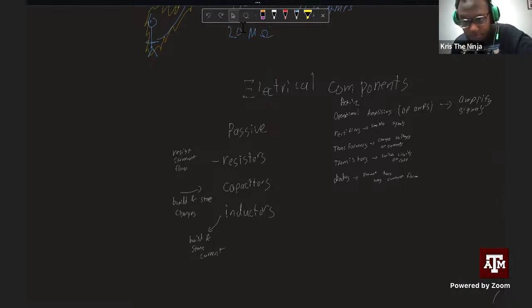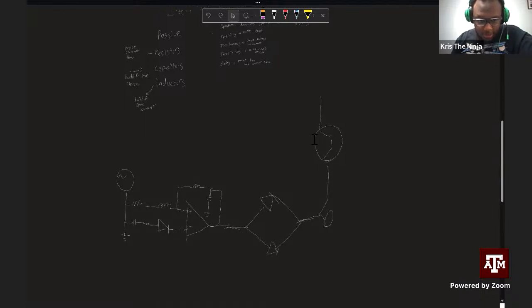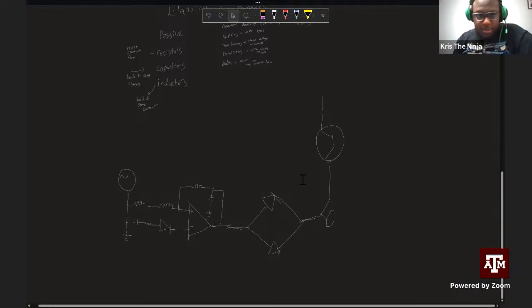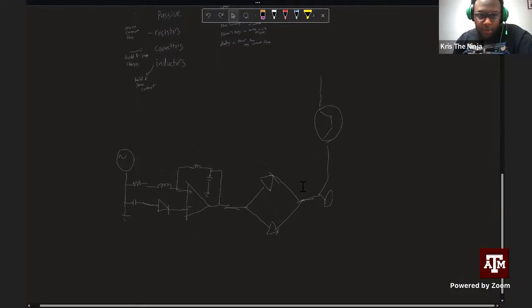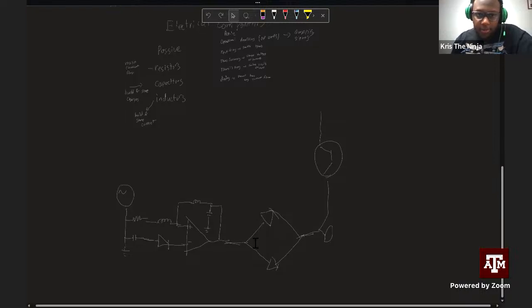Yeah, so this over here is a circuit with everything in it. This doesn't necessarily mean anything, but you'll probably see something similar to this at some point in your life if you ever go into the world of electrical engineering. You'll see all of this at some point. They may not all be on the same circuit, but you'll definitely see all of it.